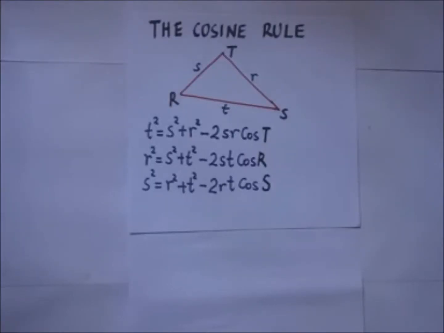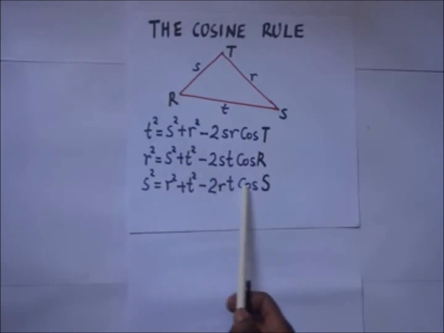The cosine rule. Just like the sine rule, the cosine rule is also used to find missing sides and angles in a triangle that is not right angled. Now, we'll follow through each one of them. All you have to do is just follow my lead.